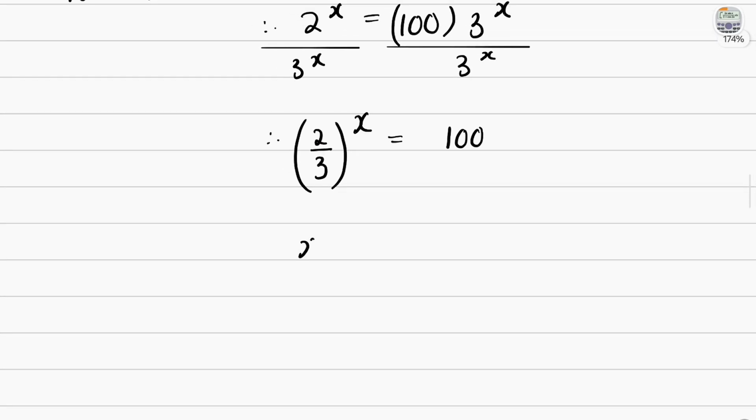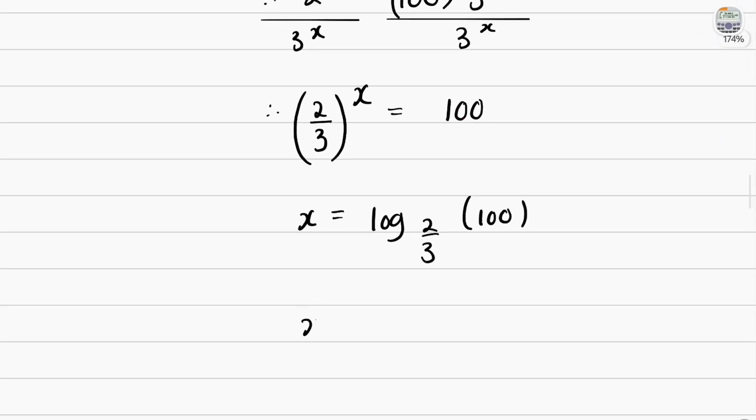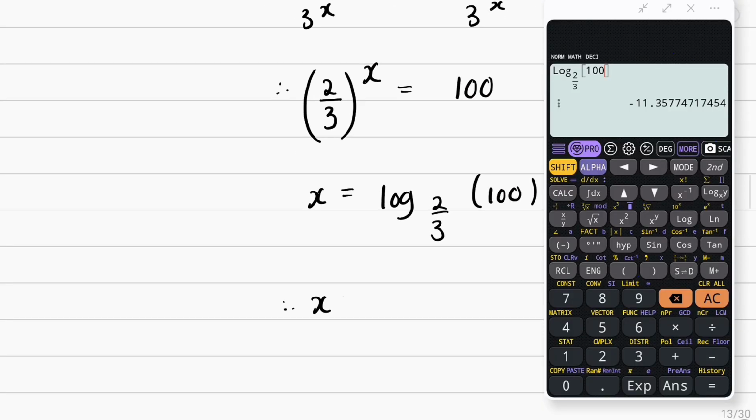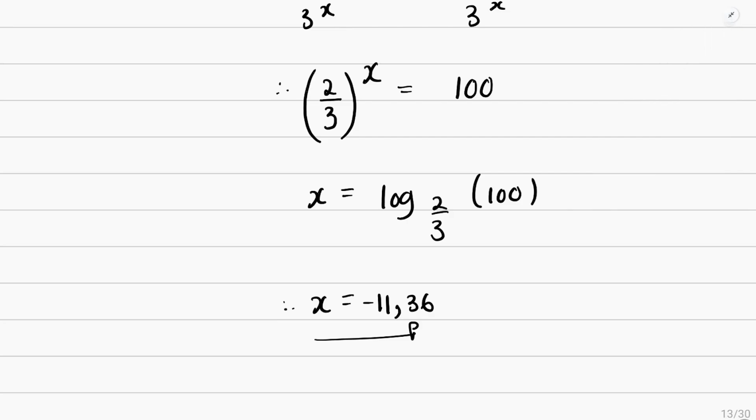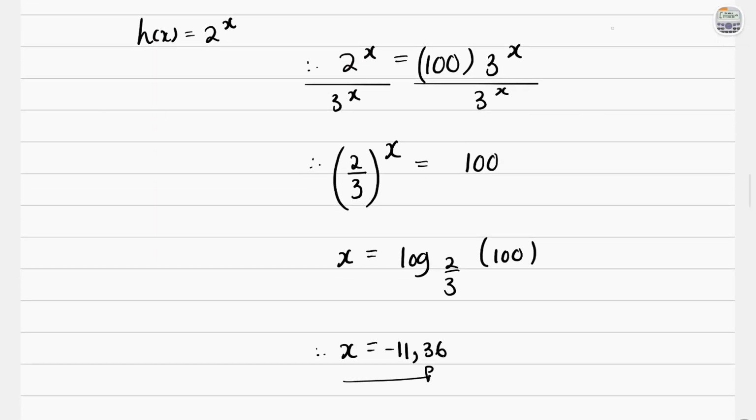And here we can just use log. So x is equal to log, and our base is 2 over 3. And then we have 100. And let's just find the value of x. Rounded off to 2 decimal places, this is negative 11.36. And that is our answer. And that is it for question 5.